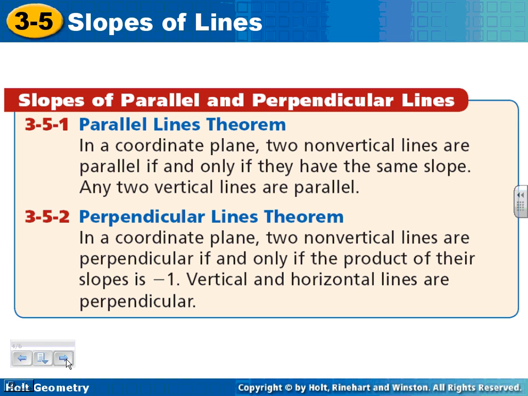Next thing, a couple theorems here. 3.5.1, the parallel lines theorem. It says, in a coordinate plane, two non-vertical lines are parallel if and only if they have the same slope. Any 2 vertical lines are parallel. So just remember, parallel lines have the same slope. The next one's on perpendicular. In the coordinate plane, 2 non-vertical lines are perpendicular if and only if the product of their slopes is -1. Vertical and horizontal lines are always perpendicular.